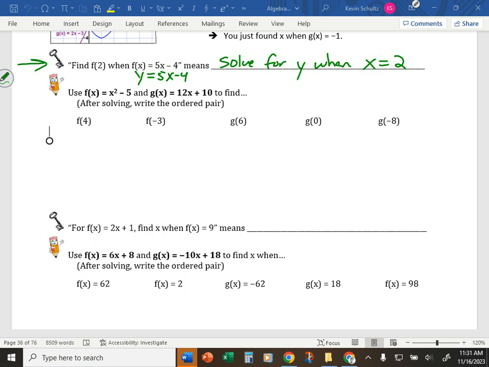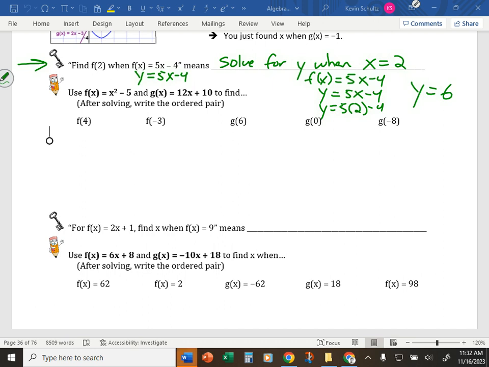So, find f of 2 when f of x equals 5x minus 4 means solve for y when x equals 2. If you have the equation f of x equals 5x minus 4, which is really the same as y equals 5x minus 4, you want to solve for y when x is 2. So what do we do with that 2? Plug it in for x. Exactly. Right? y equals 5 times 2 minus 4. What do we get? 10. Minus 4. 6. Excellent.